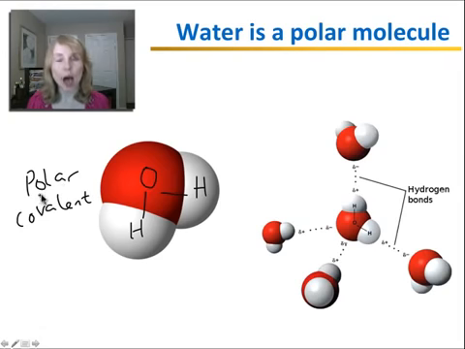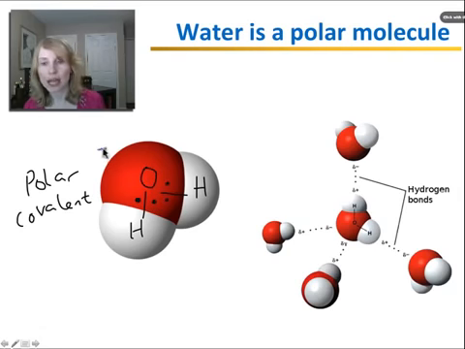Polar means that there's an unequal sharing of the electrons. Oxygen has a stronger pull on electrons. It strongly attracts them closer to itself. So the pair of electrons that is being shared in each of the polar covalent bonds, those pairs are found closer to the oxygen, making the oxygen have a slightly negative charge because it has the negatively charged electrons close to itself. And the hydrogens have a slight positive charge because the electrons are further away from them.